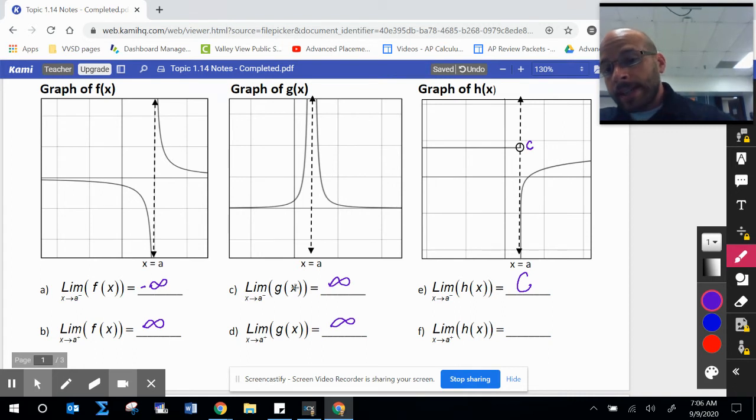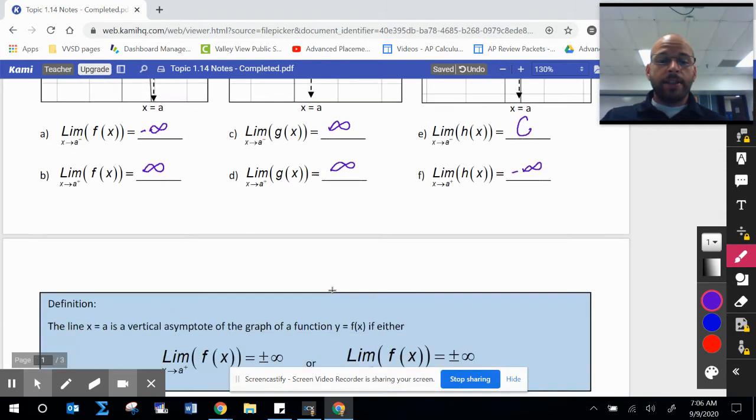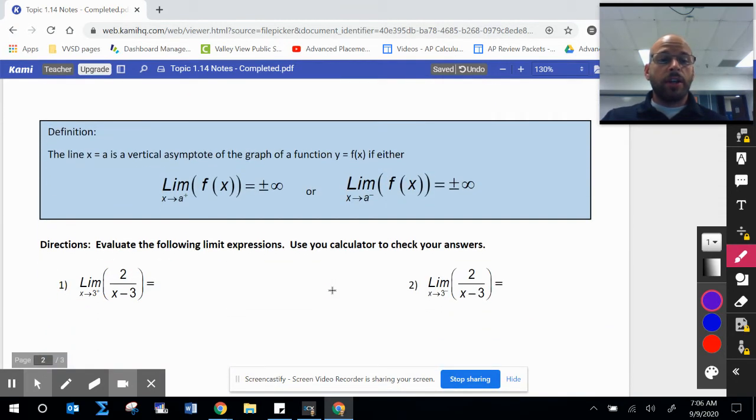Now from the right side, as I approach from the right, that's going down forever. That's going to negative infinity. Now what I want to show you is that h of x is a little different. You can see that only one side of my limit approaches infinity rather than two. That leads us into a definition here.